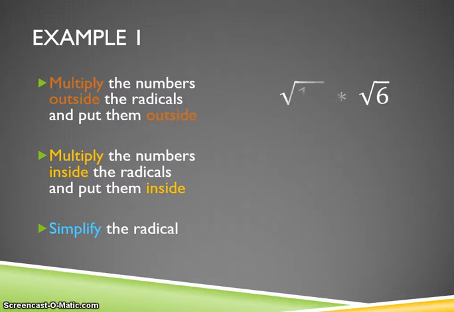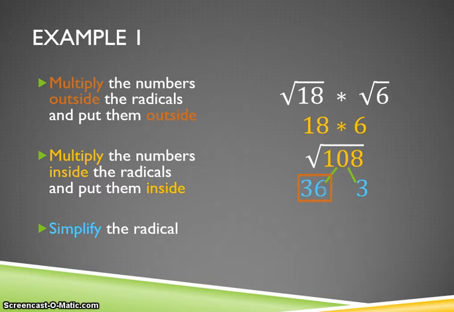So for the first example, there are no numbers on the outside of the radicals of the square root of 18 and the square root of 6. So we can skip that step and go straight to multiplying the inside of the radicals. So we're going to do 18 times 6. We get 108, and it goes on the inside of the radical. Then we simplify that radical. The largest perfect square to go into 108 is 36. The other factor is 3. We take the square root of 36, which is 6, and we get 6 square root of 3.